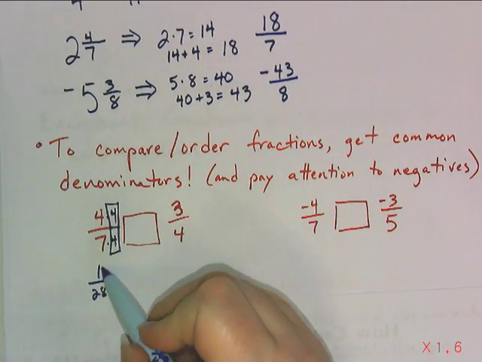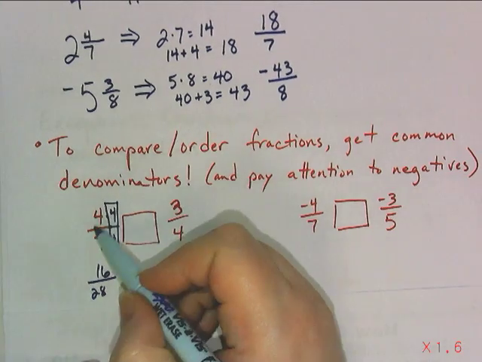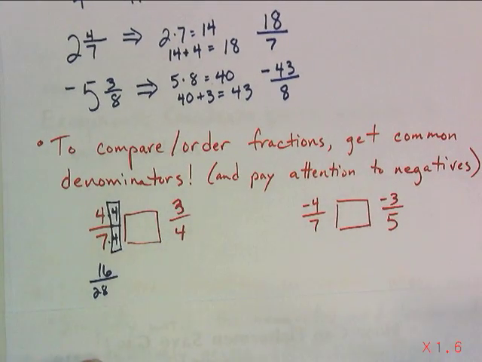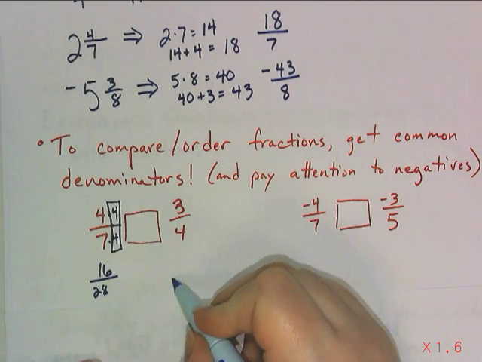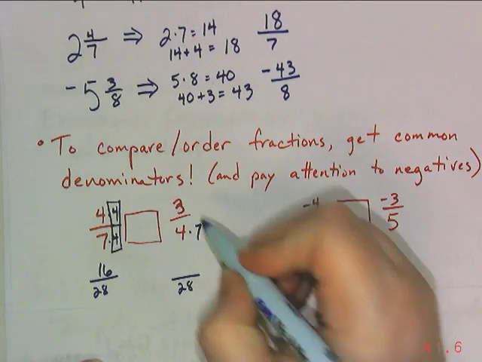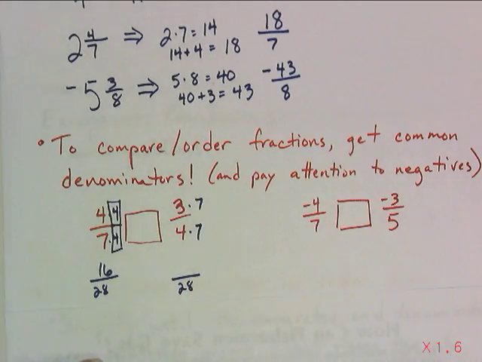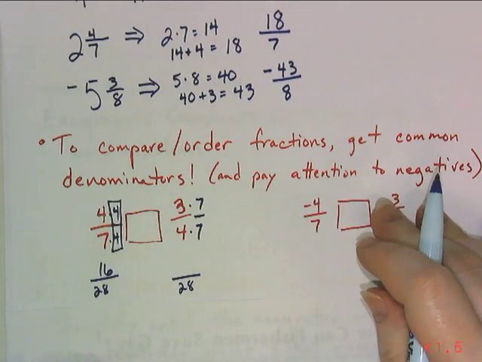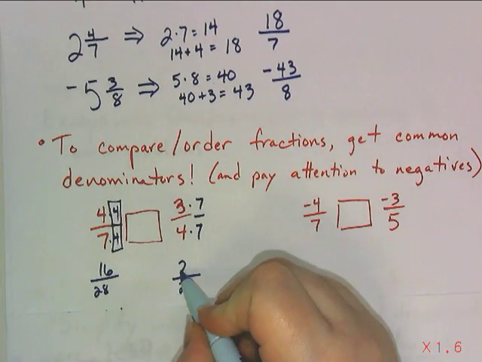So 4 times 4 gives me 16 28ths, which is equivalent, but I've changed the way that it looks. Here, I get 28 because I did 4 times 7, and I need to show that I'm also multiplying the numerator by that same 7. And 3 times 7 is 21.